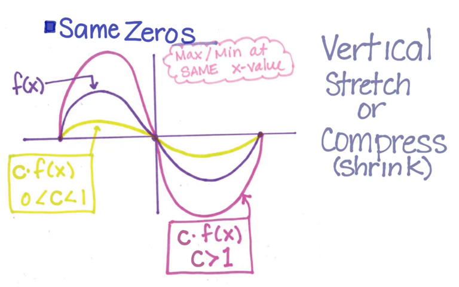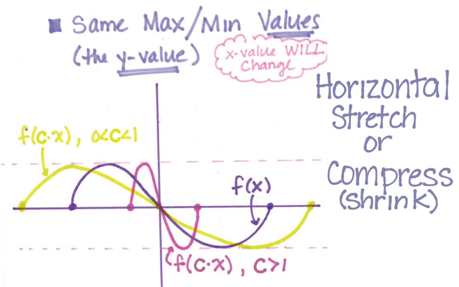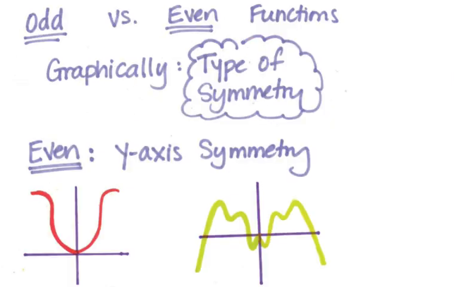What happens when we do a horizontal stretch or compression? Well, when we pull it to the left and right, do a horizontal stretch, and it gets wider, it changes our zeros. Our zeros are no longer in the same place. But what doesn't change is our relative maxes and our relative mins. Our relative maximums and our relative minimums stay the same height. So it is very different in how it affects our function.